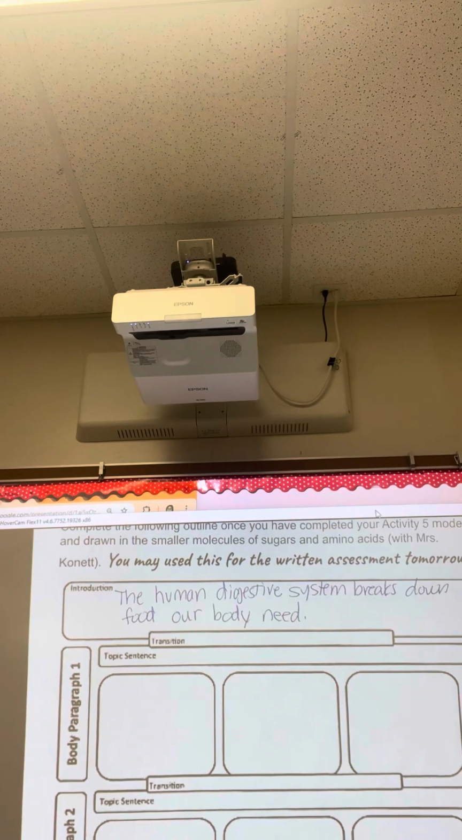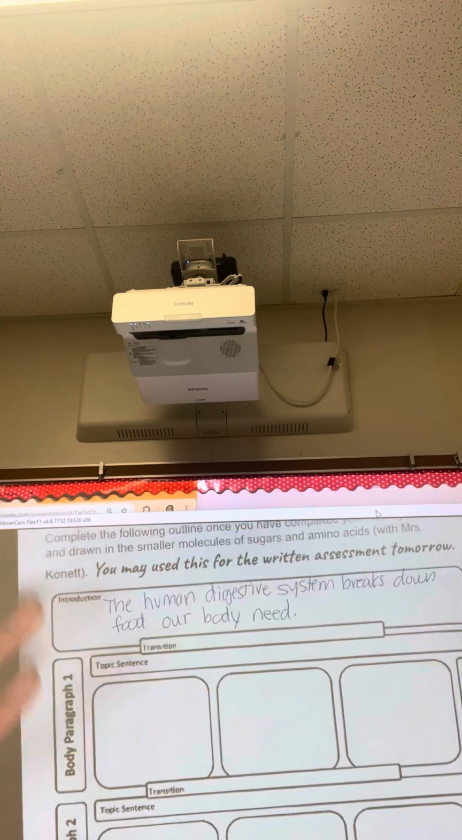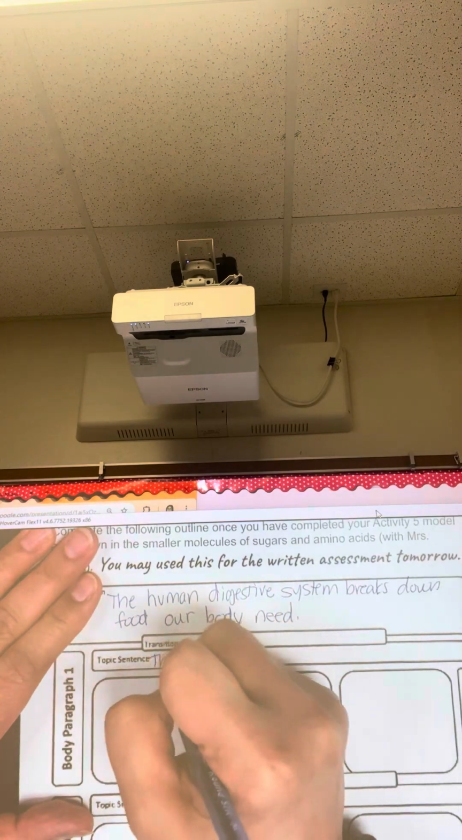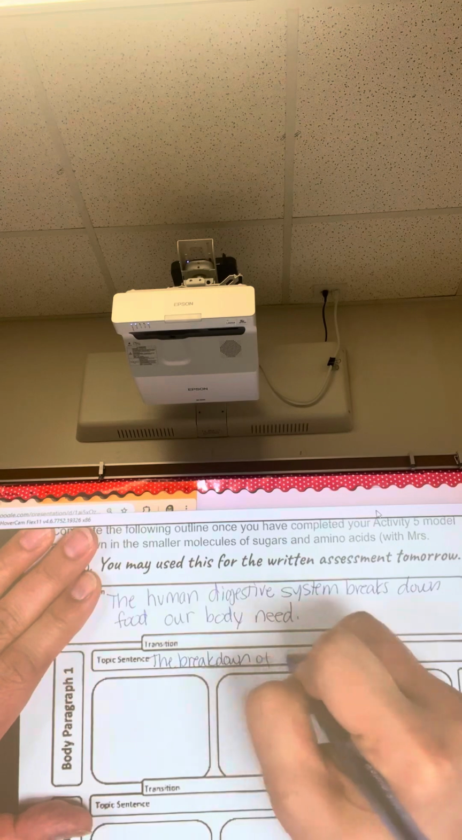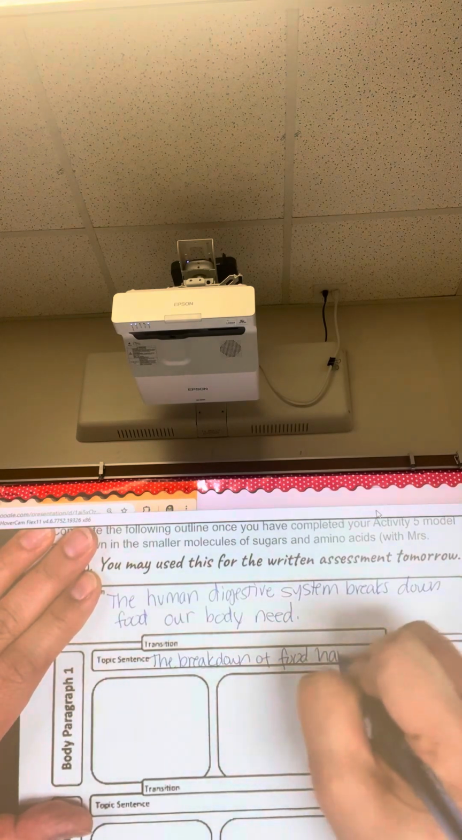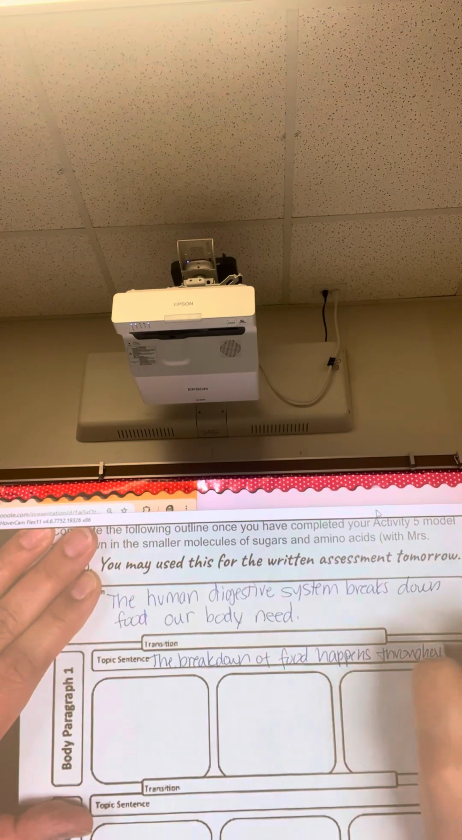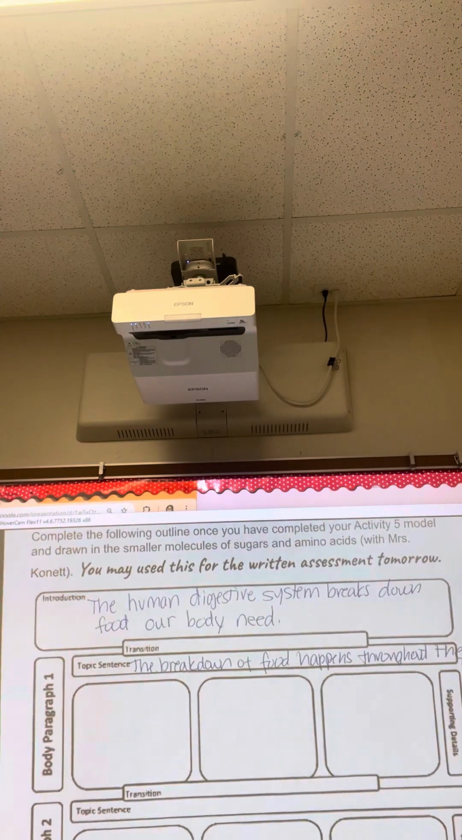Now, think of this as paragraph 1, paragraph 2, paragraph 3. We're going to start with the breakdown of food happens throughout the body. It happens throughout the whole body. I'm going to give you a second to do that. Write that down. You absolutely can, yes. Thanks.